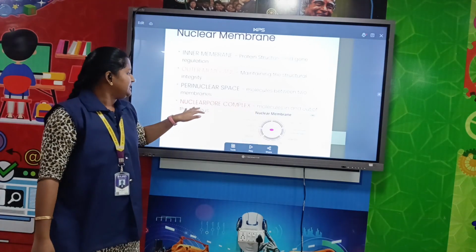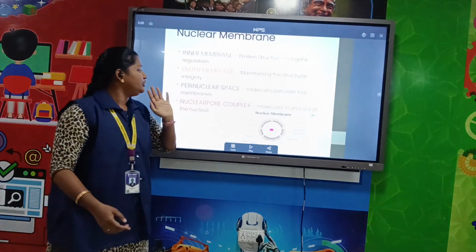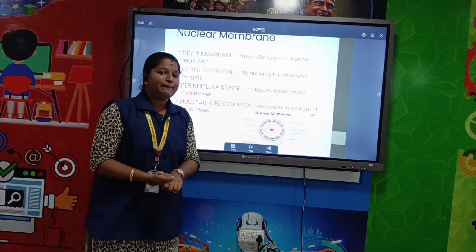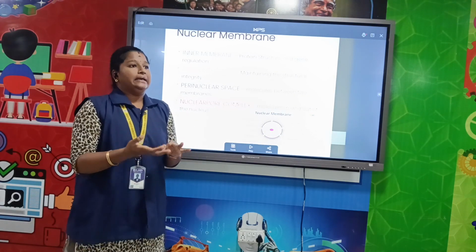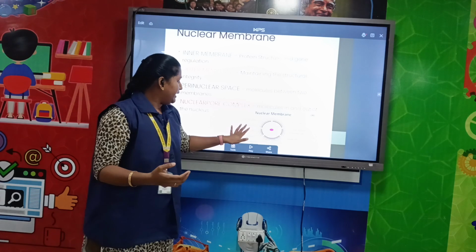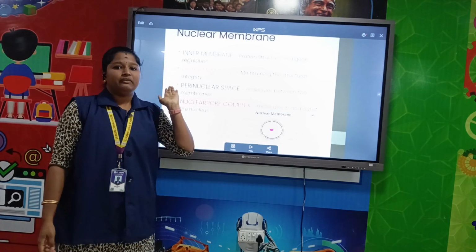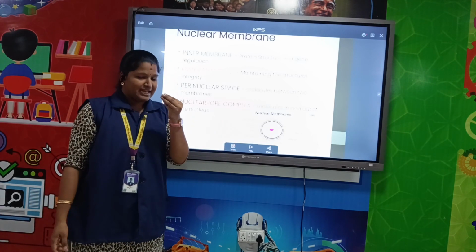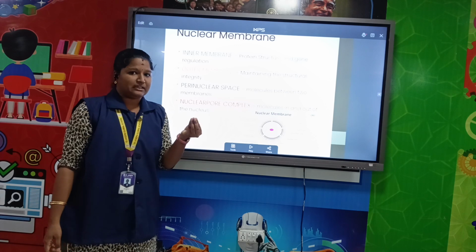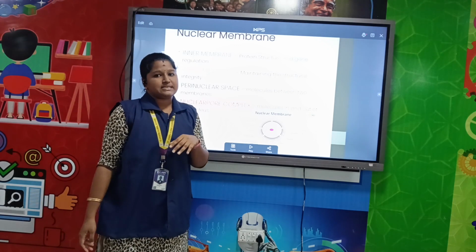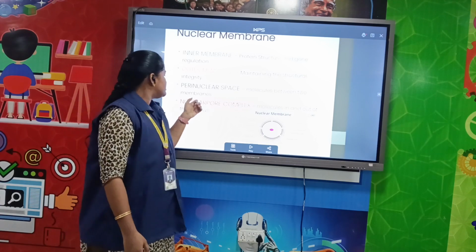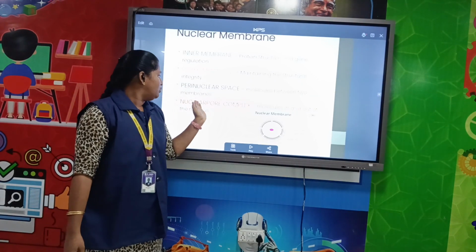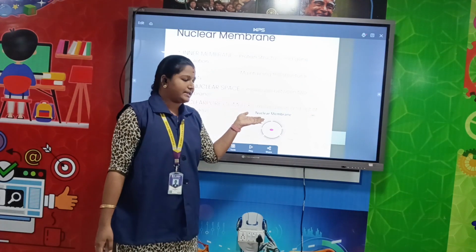Next one is the nuclear pore complex. The nuclear pore complex is another important main function. If there are changes in the protein in a particular area, the nuclear pore will not allow it, because any change or mutation can cause diseases. Later we will see the diseases along with the nucleus. All your molecules will move in and move out with the help of the nuclear pore complex.